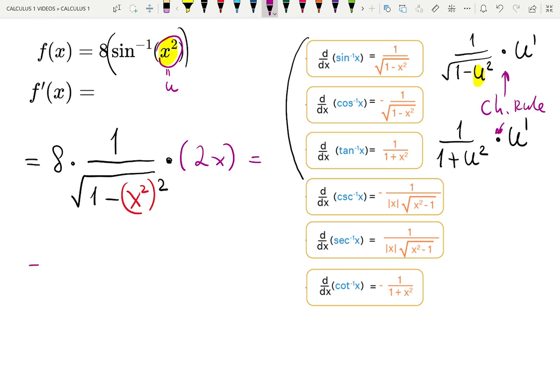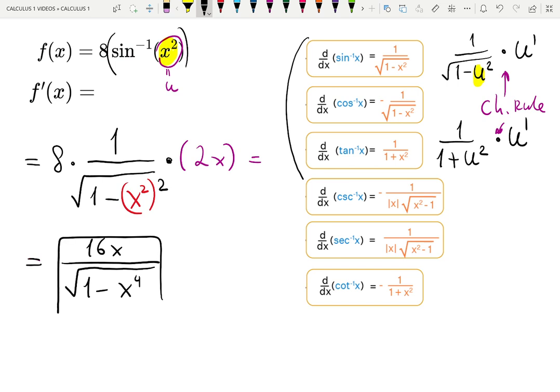That's actually the answer. You can simplify a little bit like so. 8 and 2 can be multiplied out, which gives you 16x, well 16 multiplied by x, divided by square root 1 minus x to the 4. And that is the answer.